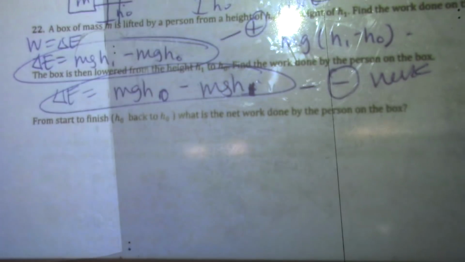And overall, the work done from start to finish, right? If I do this much positive work and the exact same amount of negative work, then it's going to cancel out. So that would be a work of 0. You can also think about it from here to here. I'm back at the same position, so the energy has not changed.